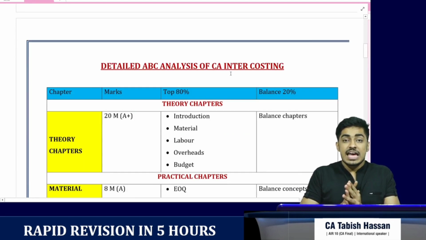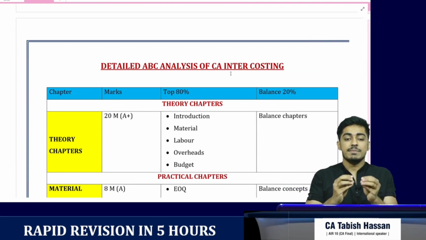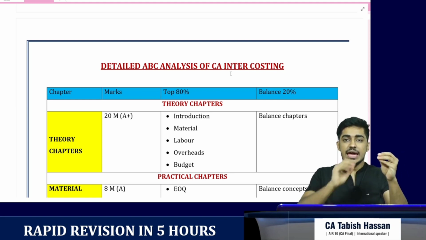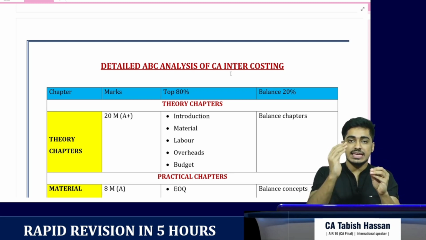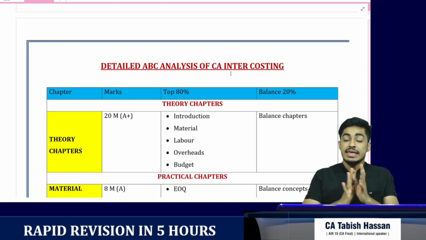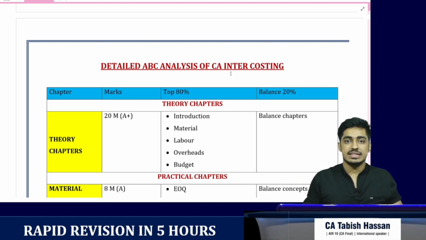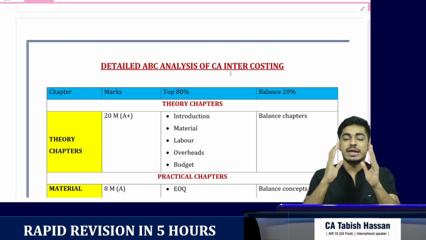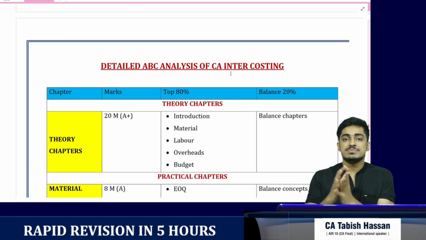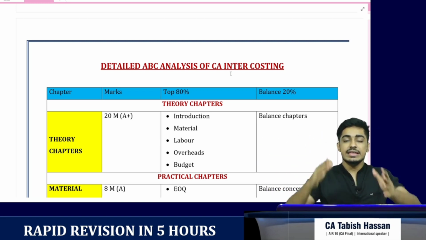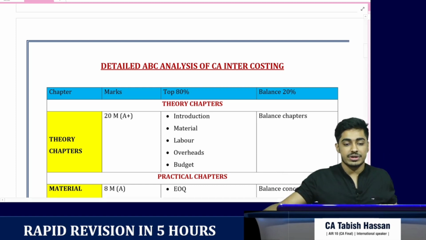Okay, first let's have a look at the CA intercosting syllabus. I've made a detailed ABC analysis of the CA intercosting syllabus to help you in your 1.5 days. So every chapter I've categorized as A plus, A, B or C category. Again, in each chapter I've given you the top 80% and the next 20%. That is, top 80% of questions are asked from these concepts, and the next balanced 20% of questions are asked from the next concepts. So undoubtedly, the top 80% are our priority.